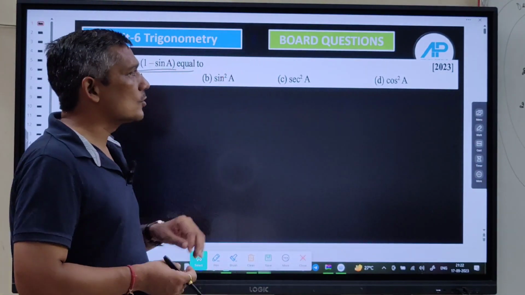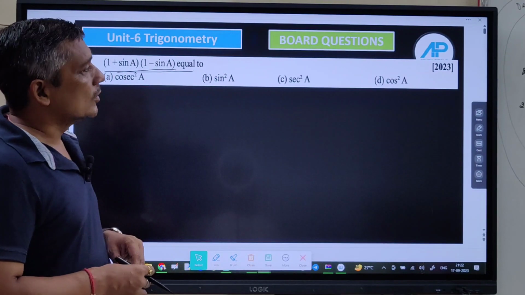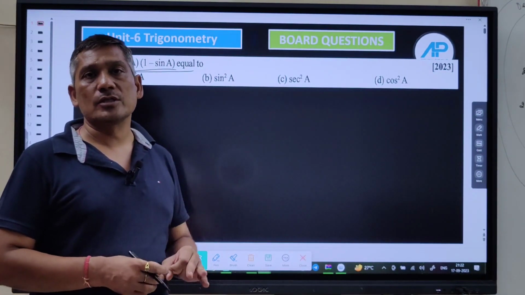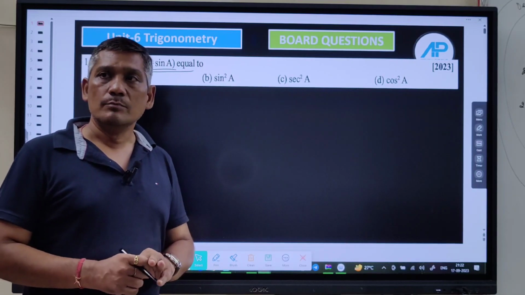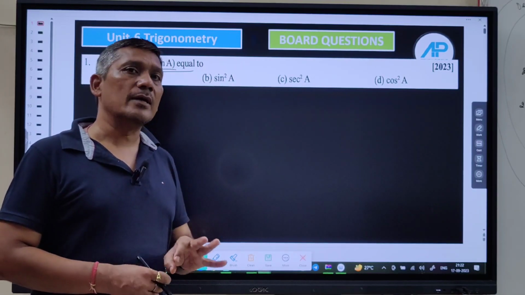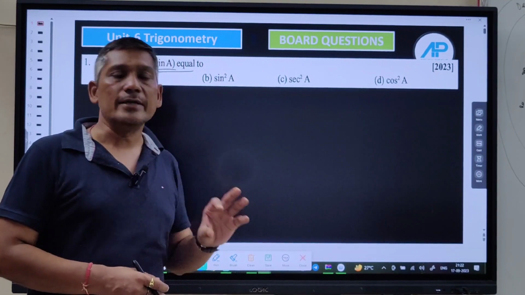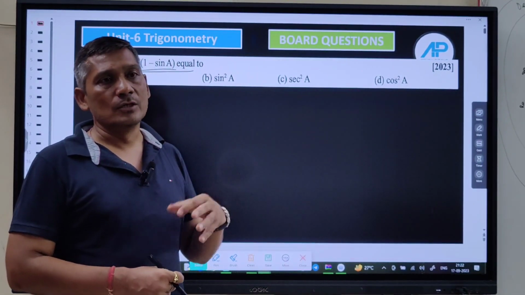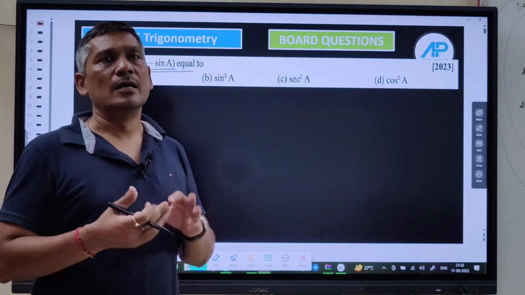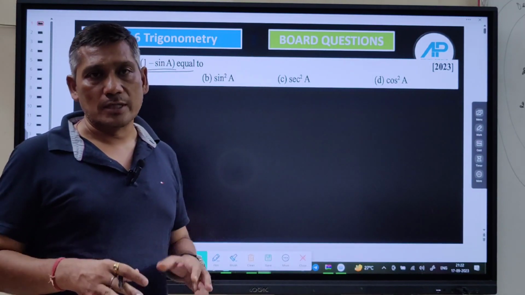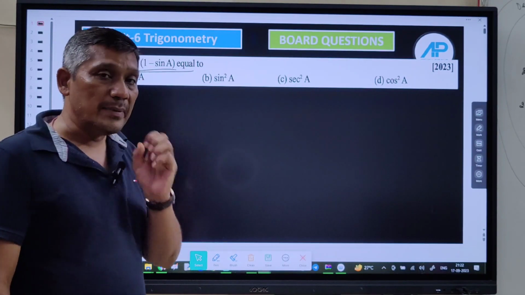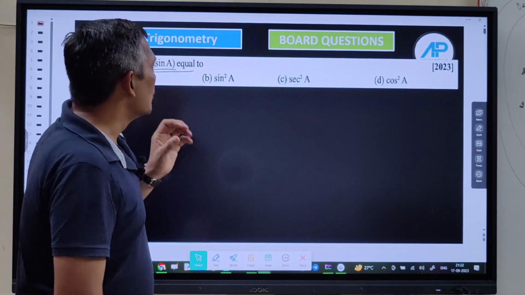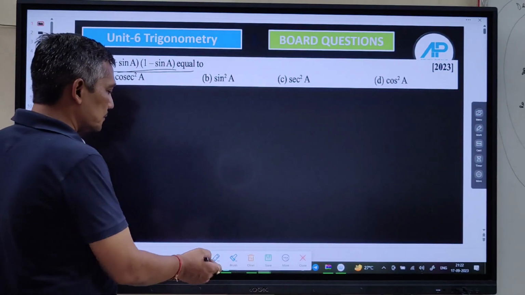So the first question is the MCQ of year 2023. This is a trigonometric identity question, 1 mark. Board gives you 1 mark questions which are very simple, solved orally, can be taken in one step, and you need not write 10 steps for these MCQs. That is the basic meaning of multiple choice questions. A 1 mark question.